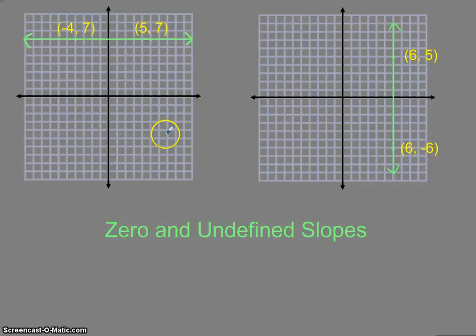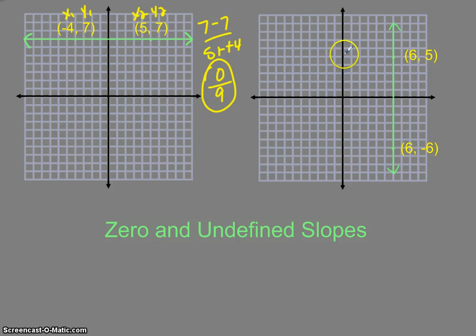Look at the next one. Let's look at the zero and undefined slopes. Let's see why it's called zero slope. Well, let's do it this way. x1, y1, x2, y2. So y2 minus y1 over x2 minus x1. That gives me 0 over 9. Well, 0 over 9 is just 0. Anytime you have a horizontal line, you're going to get a 0 on top. So that's what we call a zero slope.